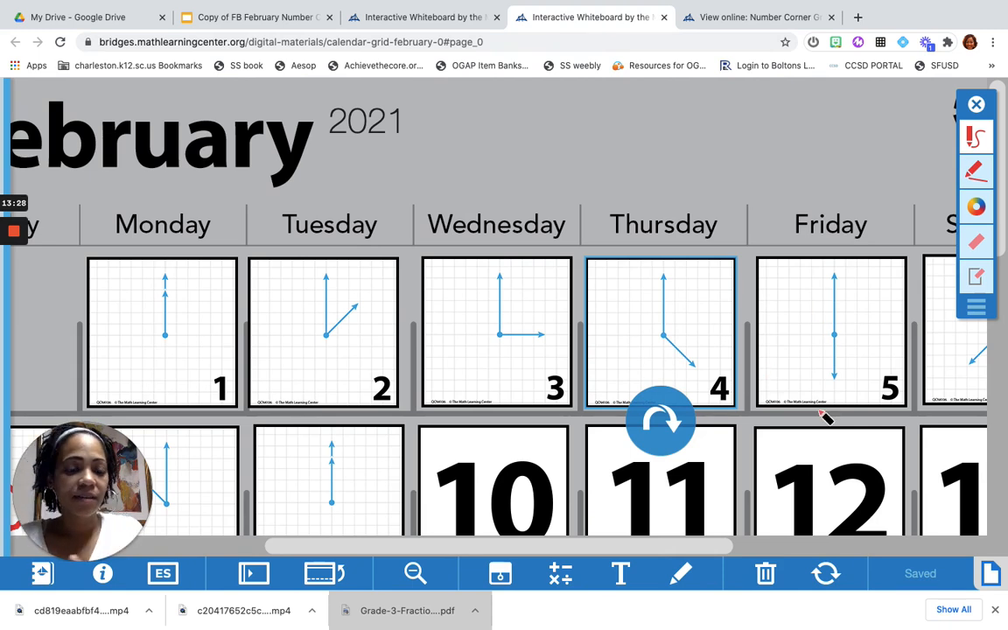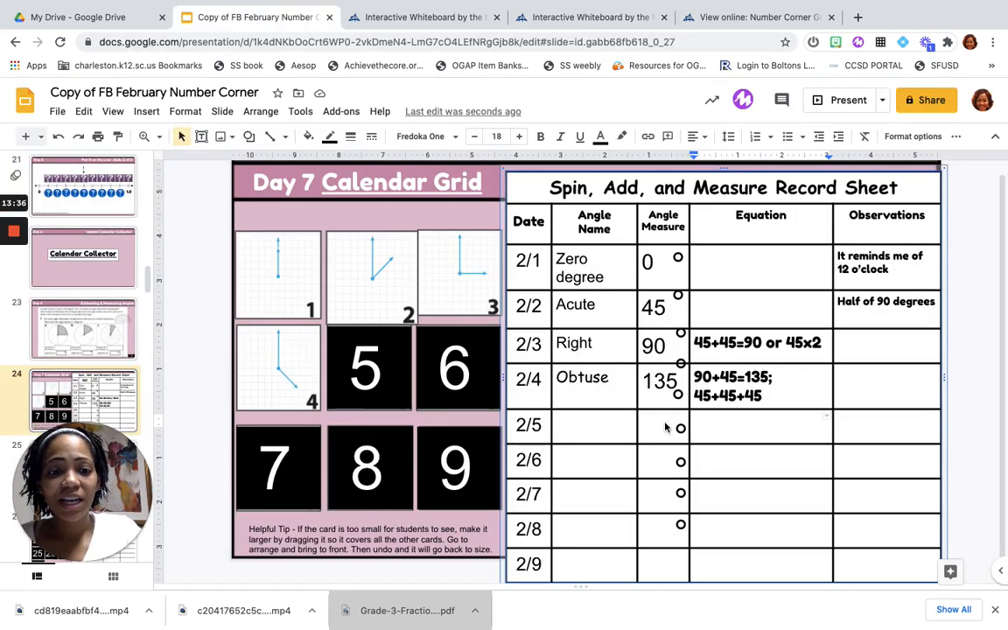Here's day 5. Oh my gosh. What do we have? What kind of angle is it? Yes, it is a straight angle. Now, we know what a straight angle should measure. We think that should measure 180 degrees. We think our pattern is adding 45. So let's just make sure that 135 plus 45 gives us 180. Does it?